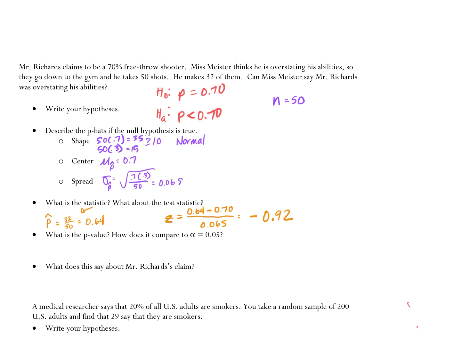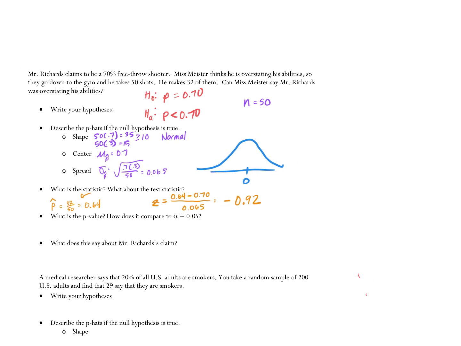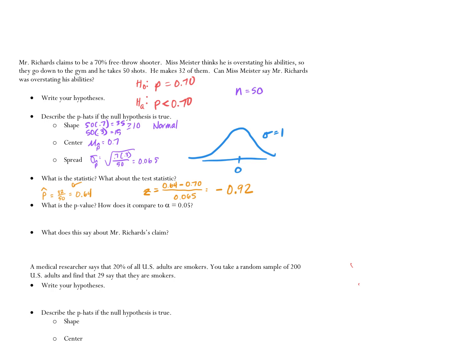Okay. The next thing we're going to do is calculate the p-value. That's when we draw those pictures of those z-scores. Mean of 0, standard deviation of 1, and then negative 0.92 would be to the left of 0. So when our alternative hypothesis is less than, we shade to the left, whereas on the previous page our alternative hypothesis was greater than, so we shaded to the right.